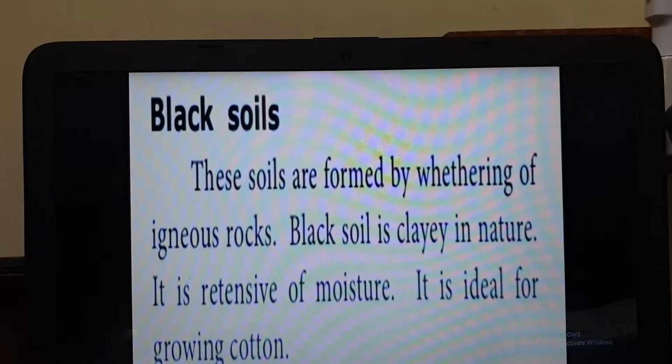Black soil is clay in nature. What is clay in nature? We all know what is clay, isn't it? We used to take and play in that. We used to form some dolls or small cups through that, isn't it? Models. So clayey nature. It is retentive of moisture.